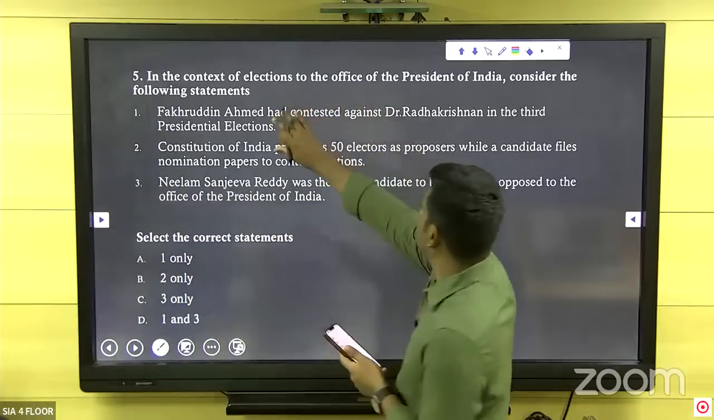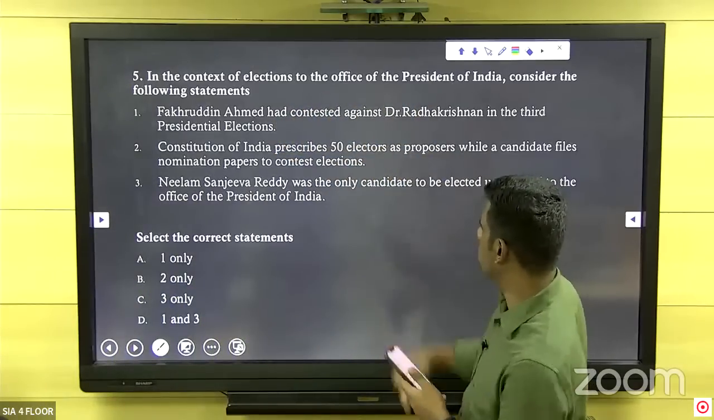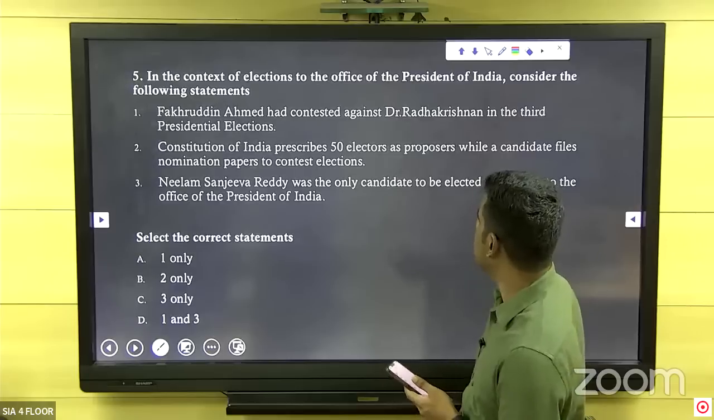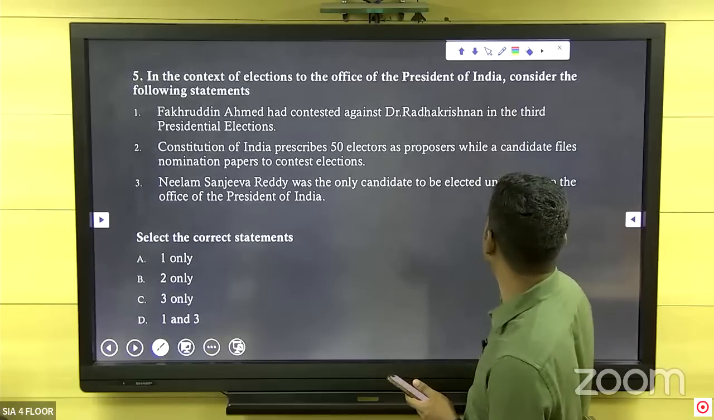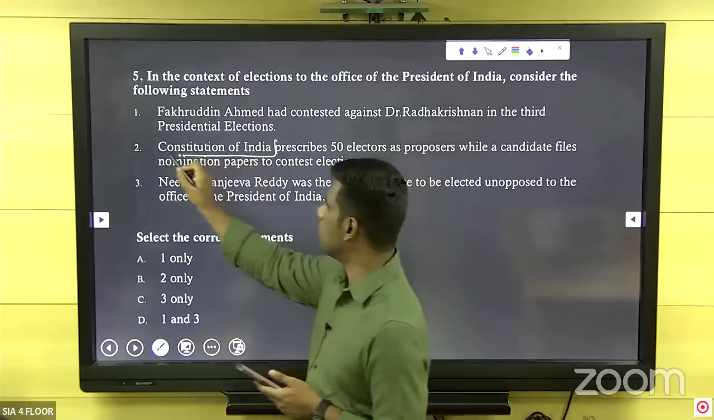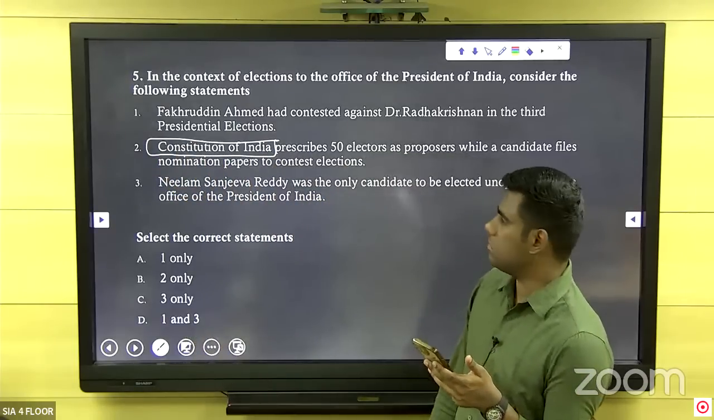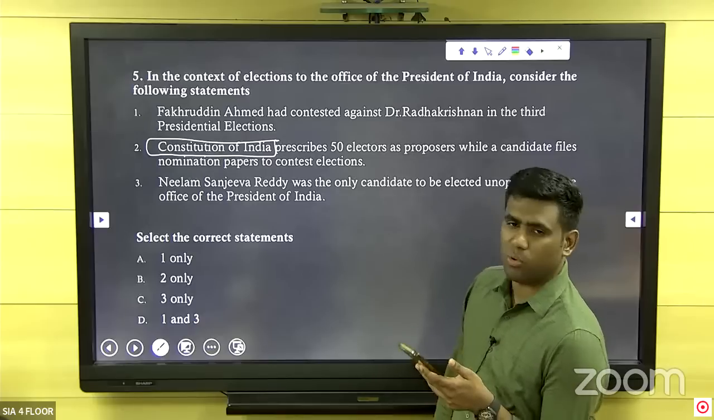Okay, let's say the first statement is a fact, and we are not very sure about it. The Constitution of India prescribes 50 electors as proposers while a candidate files nomination papers. This is not given in the Constitution of India. It is given in the Elections to the Office of President and Vice President Act. Not provided in the Constitution.